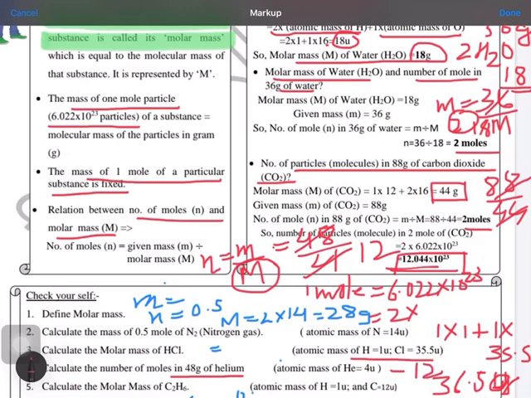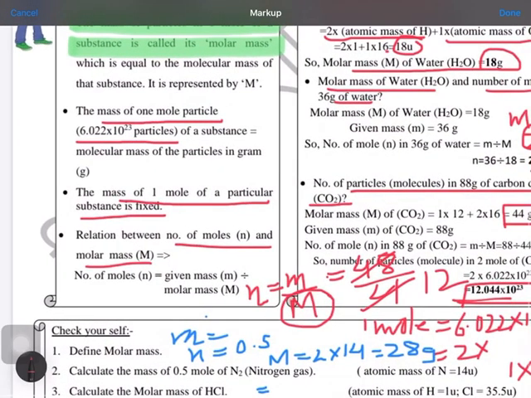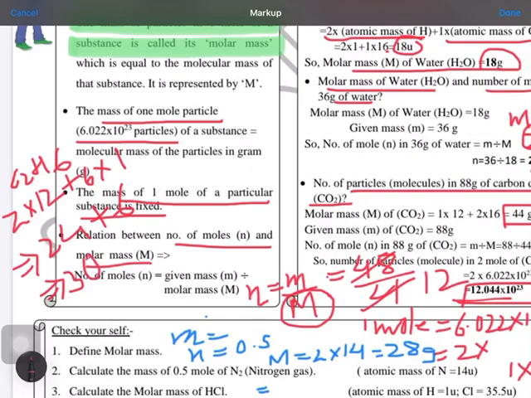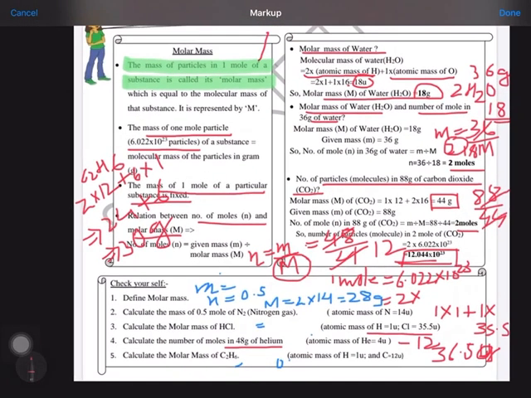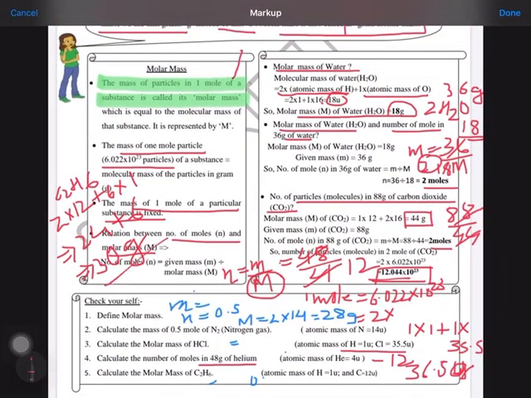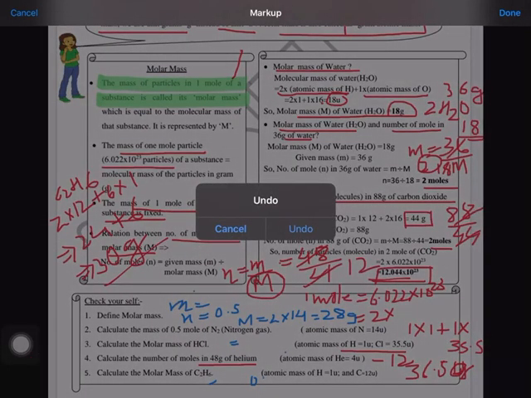Calculate the molar mass of C2H6. So C2H6 I am doing here: 2 into 12 plus 6 into 1, so it's 24 plus 6, and it comes out to be 30 grams. Remember, when we have to write molar mass, you have to write grams, and when we have to calculate molecular mass, we have to write U. So I hope you understand all these things.